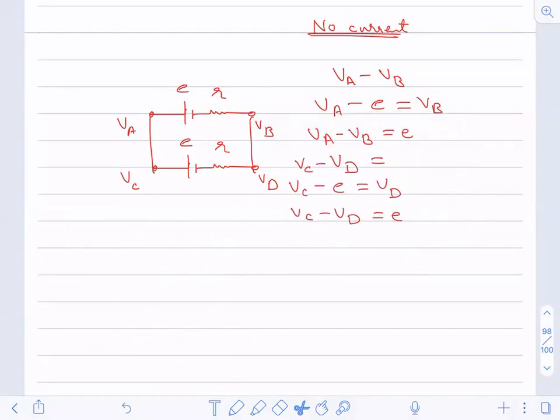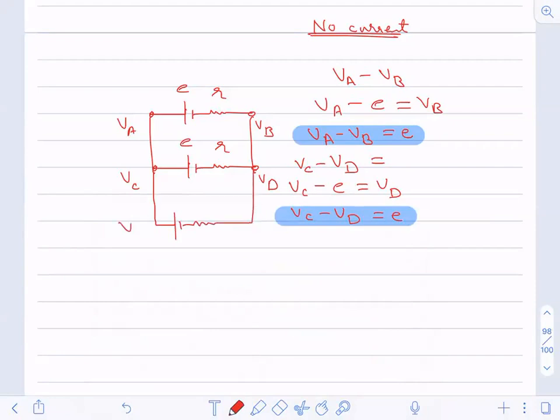Understood? So what do you see here? VA minus VB is E. VC minus VD is E. If I add here, and if I make it VE and this VF, what you should get? VE minus VF as E only. So across every terminal, we are having a potential difference of E only.